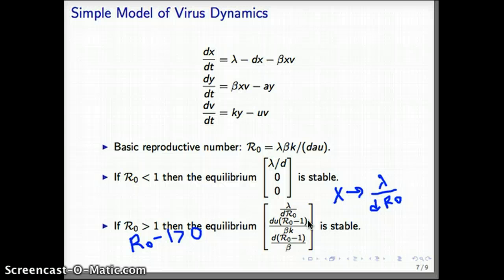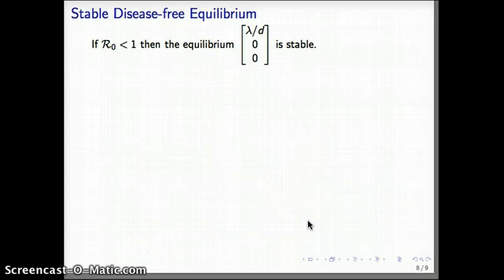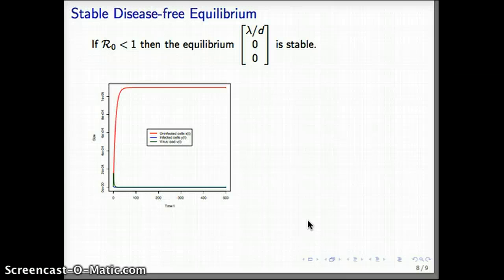Positive levels. Okay, so let's see. Here are some illustrations of these qualitative scenarios. This is the stability of the disease-free steady state where the host is free of infection. And what you see here is a numerical simulation of the model with parameter values that were chosen such that R0 would be less than 1. The curve you see in red is the curve of the uninfected cells, and then there are two other curves here that are crashing to 0.